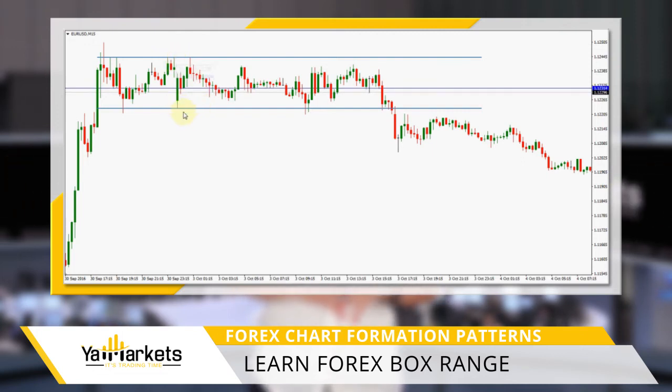A second strategy is to trade the breakout of the range. As this is a neutral pattern, the breakout can happen on either side. When the price has broken out, you enter the market and target the height of the box range in direction of the breakout.